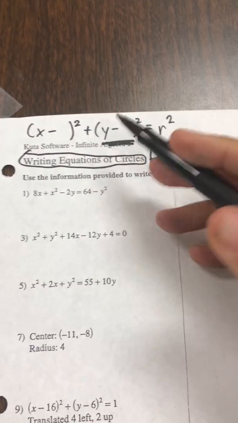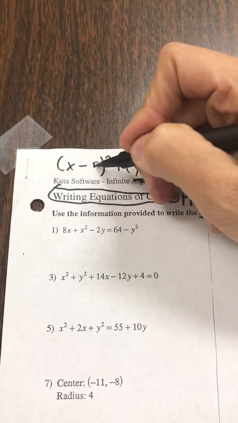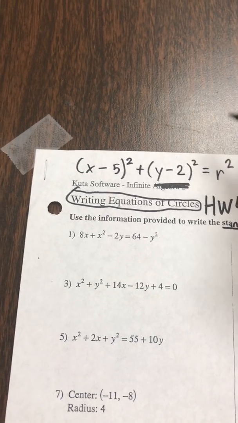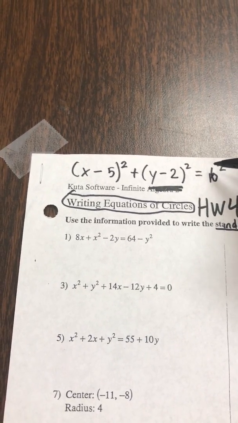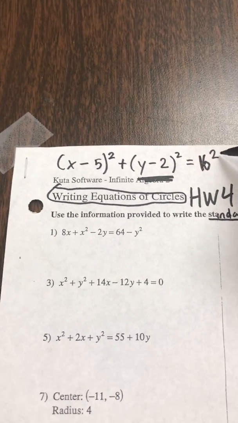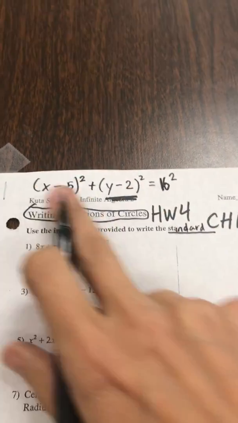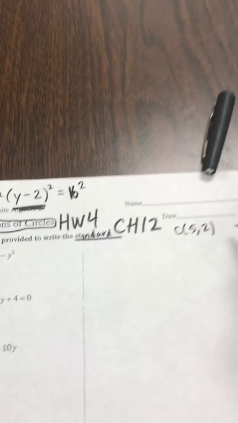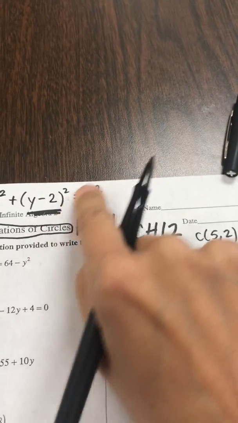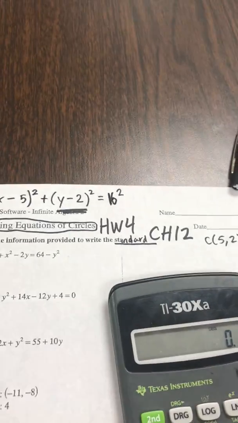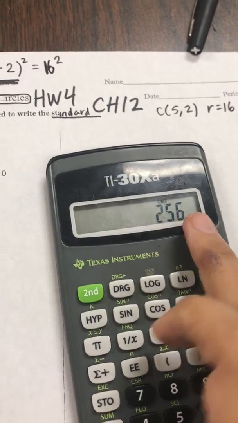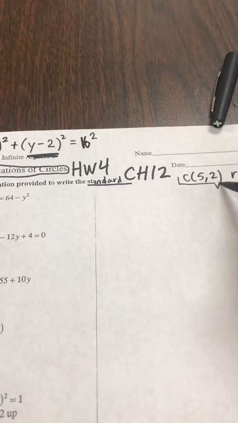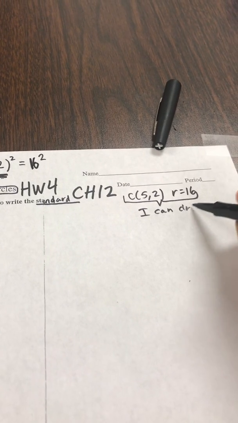And if we know where the center is, and for instance, let's say this was 5 and that was 2, and the radius here was 16 squared. Okay, so if it did look like that, then I know that the center is at positive 5, positive 2, and that my radius is 16. Now that doesn't mean that that number there is 16. In fact, the number there could be 16 squared or 256. But again, when it's written like this, I know this, and if I know this, I can draw it.